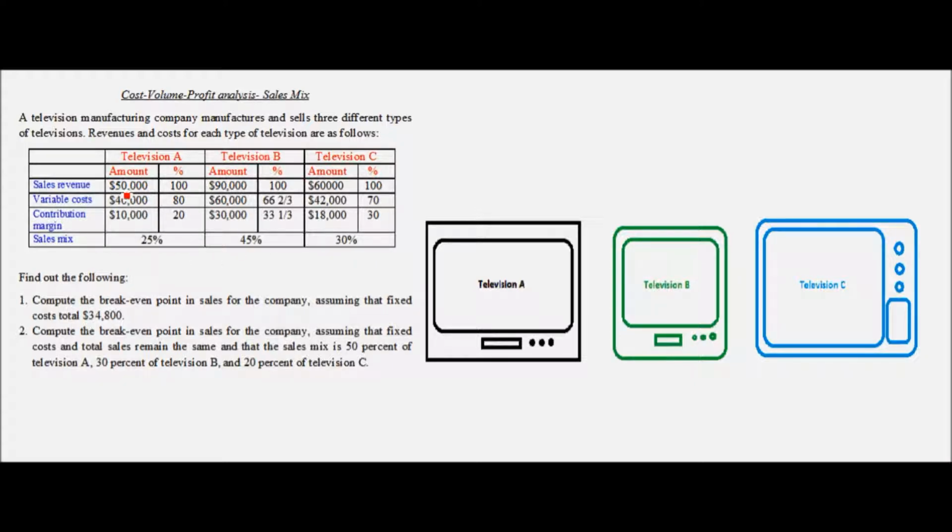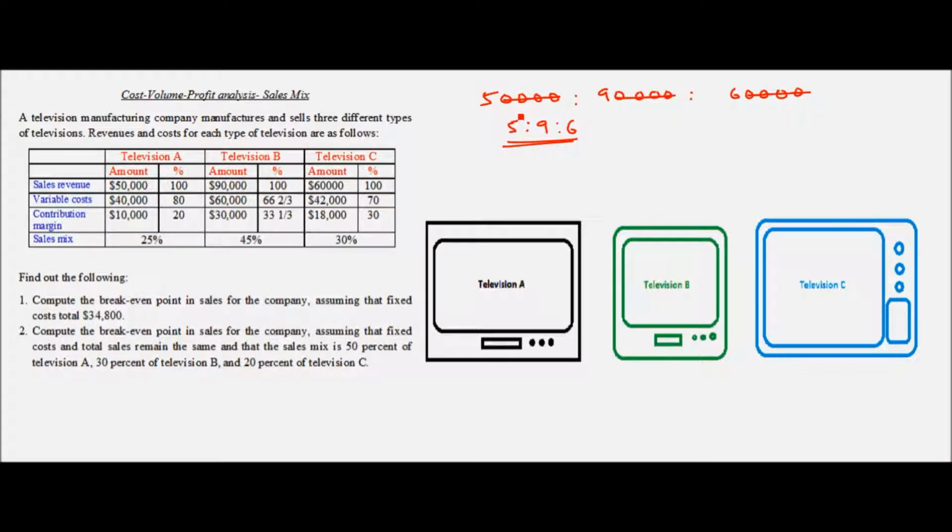So the sales revenue from television A is $50,000. The sales revenue from television B is $90,000. And the sales revenue from television C is $60,000. So here we can remove these 4 zeros as it is common for all these three terms. So it becomes 5:9:6. So this is the ratio in which these three televisions are selling.